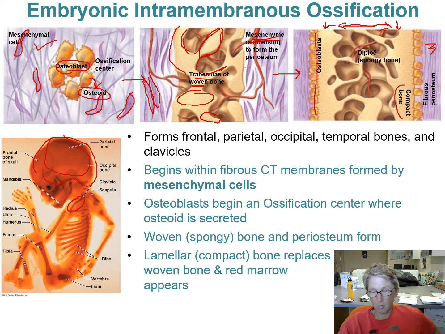So remember, you get two names. You can memorize two names for the price of one. Lamellar bone is compact bone. It replaces that woven bone. And then you start getting red marrow in here in the spongy bone.